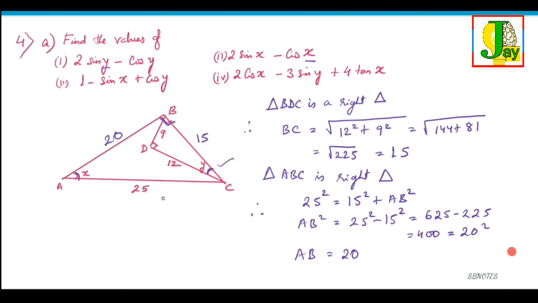We got AB as 20. Now we have all the sides in both the triangles, so now you can easily find these values. Let's start with the first one.